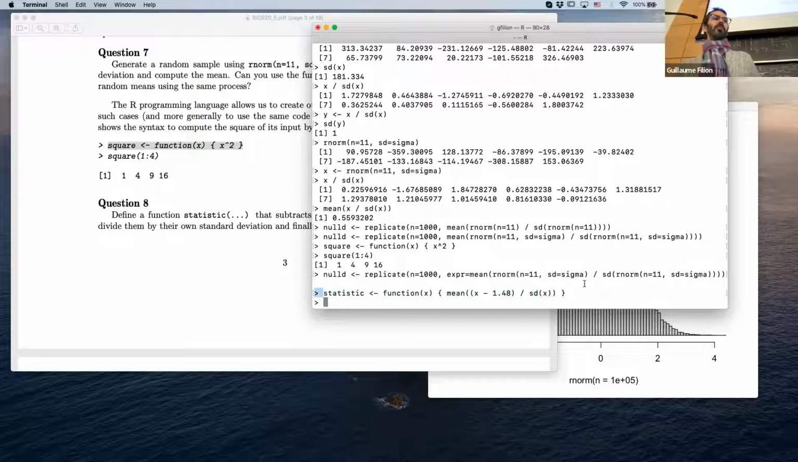So far so good with the definition of the function? Yes. Enthusiastic yes.